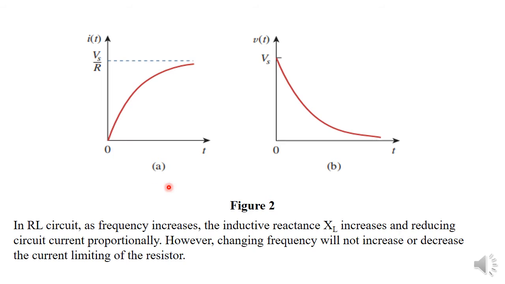Now look at figure 2. At start, no current is flowing, and after a long time, a constant current is flowing. In an RL circuit, as frequency increases, the inductive reactance XL increases. Why? Because we have studied the formula XL equals 2πfL. So as the frequency increases, the inductive reactance increases, reducing the circuit current proportionally.